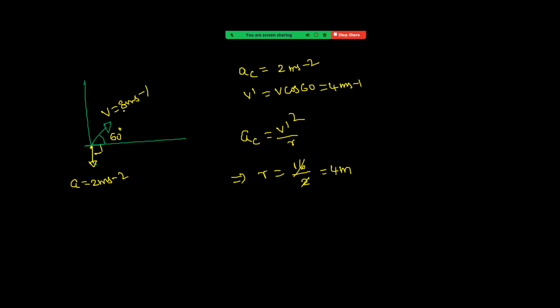Let us cross check once. This is 8. 8 cos 60, it is 8 into 1 by 2. That is 4, 4 meter per second. a_c value 2, which is a, in the place of g, we have taken now 2 meter per second square. So R equal to V dash square, that is 16 by a_c. a_c is now 2. So it is now 4 meter. So like this, we can solve questions basing on radius of curvature. Okay.